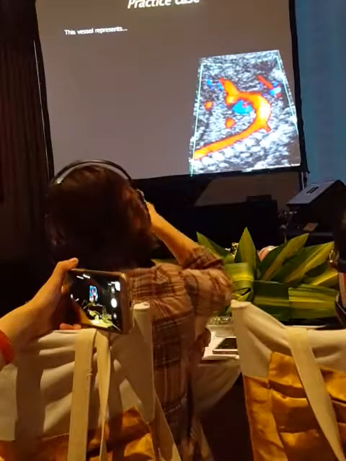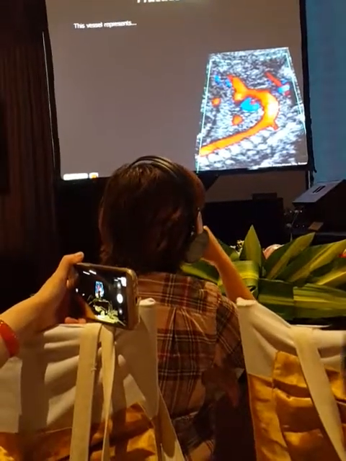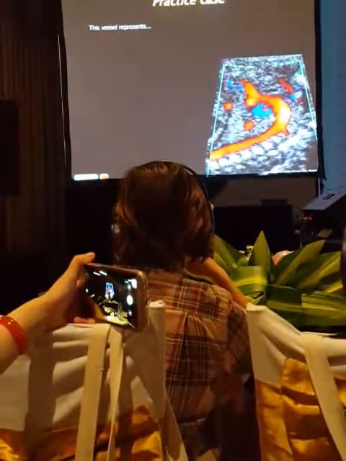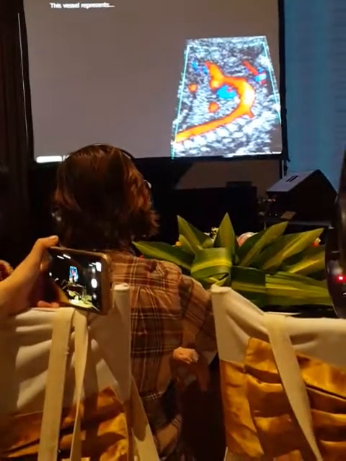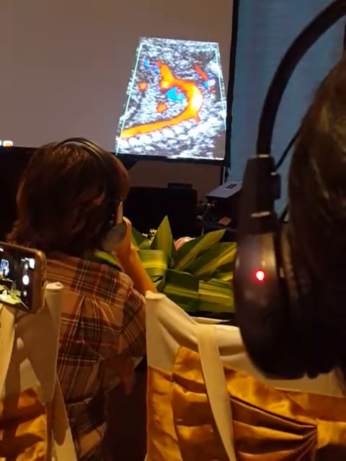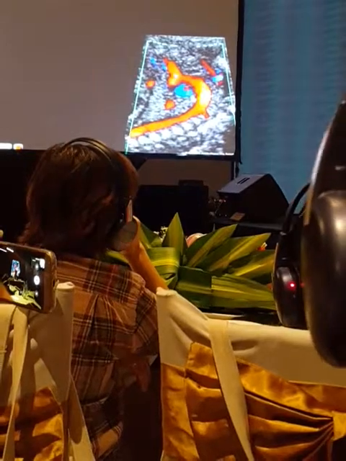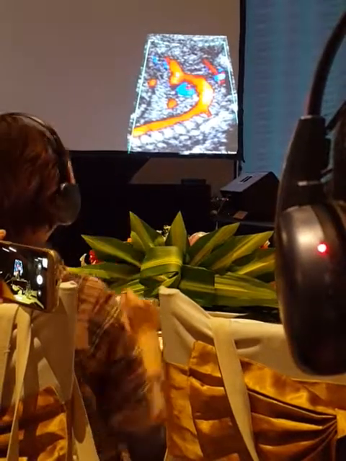As it goes? What color? Red. Red goes towards the transducer or away from the transducer? It goes towards the transducer. So the blood flow here is going this way. Okay? Important. What blood flow does that?